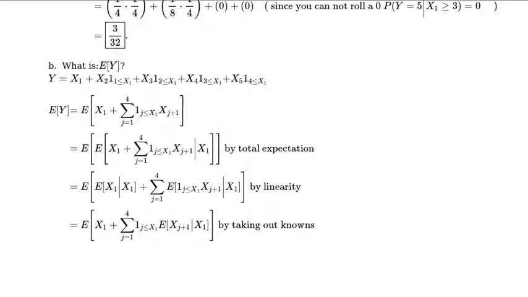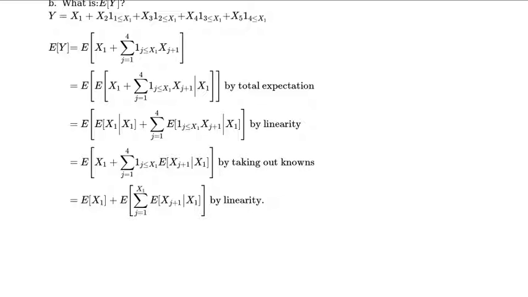Well, by taking out what is known, when you're taking the expected value of x1 given you know x1, of course that's just x1. And that means we can also bring out the indicator functions for each j. So we'd have the summation j equals 1 to 4 of the indicator that x1 is greater than or equal to j times the expectation of x_{j+1} given x1. So we brought out something that's a function of x1 when we're conditioning on x1. So it's known, and we can bring that out.